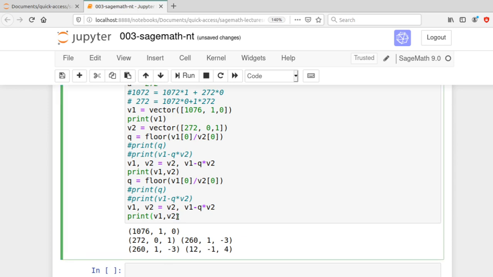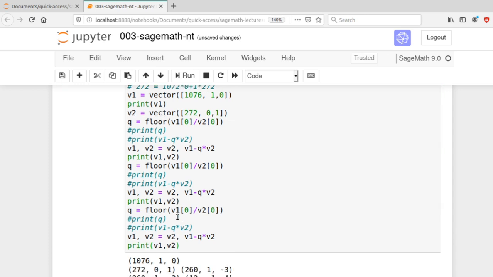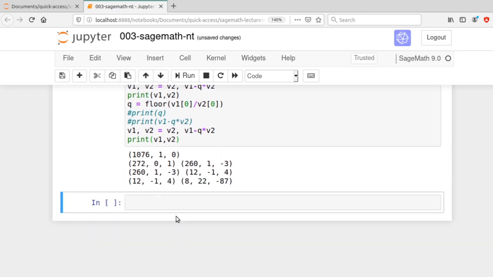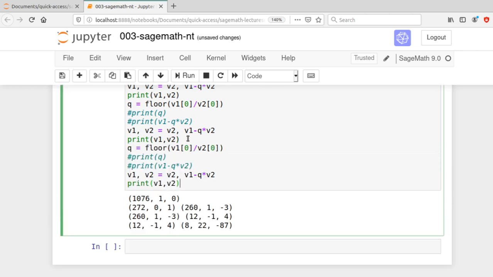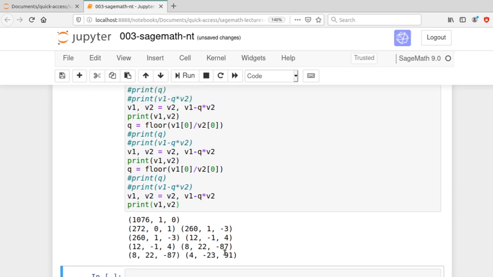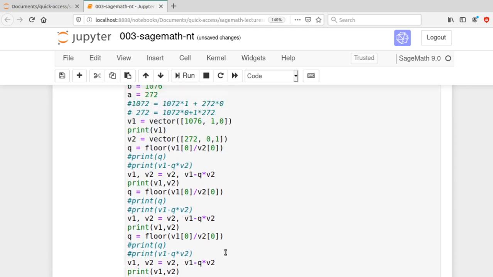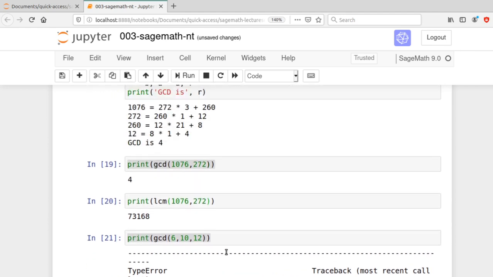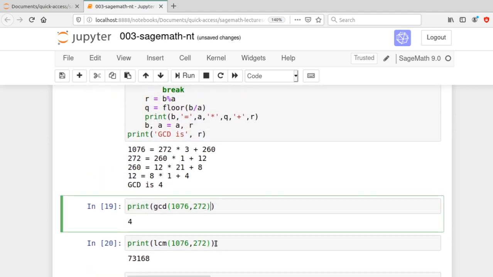Okay, continue this for another step. Next step, 12 minus 4 8. And that once again is exactly the same. So we get 4 equal to minus 23 into 1076 plus 91 into 260. Okay, let us see, was 4 the GCD? Yes, the GCD was 4.